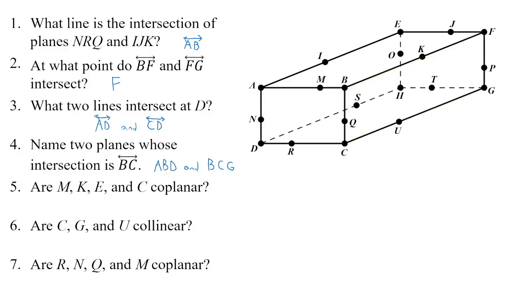Okay, now, are points M, K, E, and C coplanar? Okay, so there's M, there's K, there's E, and there's C. And as you can see, M, K, and E are on the same plane, but C is not on the same plane as M, K, and E. So therefore, the answer is no.